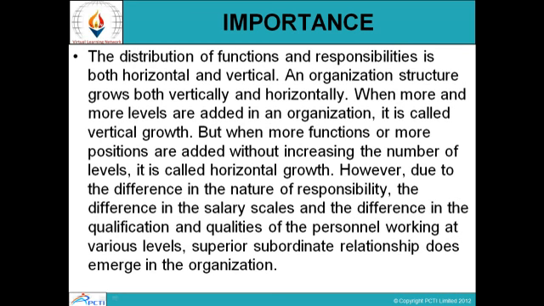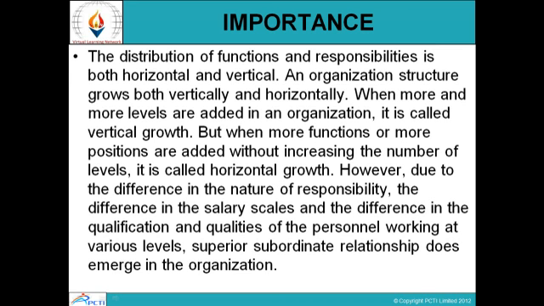If we talk about the hierarchy, what is the importance of hierarchy? We already discussed that the biggest importance is that it gives us ideas about the organization. It provides a well-defined, well-constructed structure of the organization. So the distribution of function and responsibility is both horizontal and vertical. That is the flow of orders and flow of work in the organization.